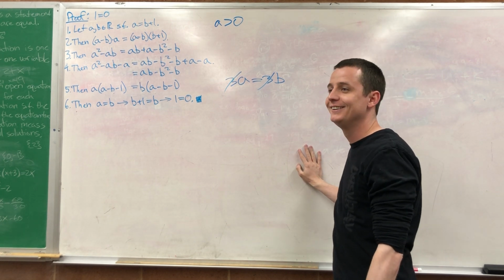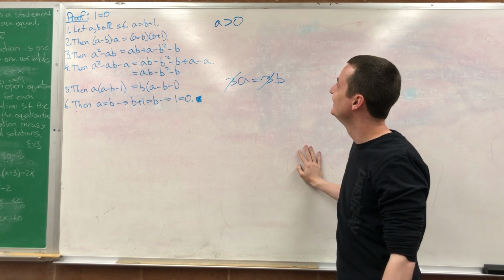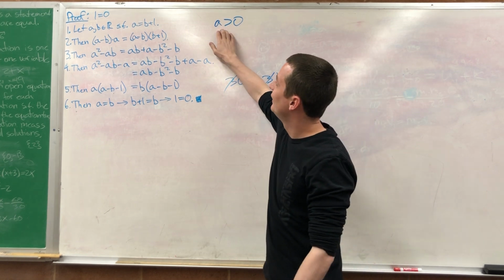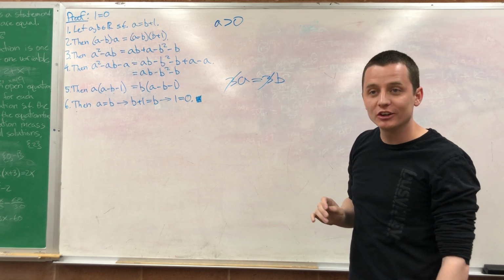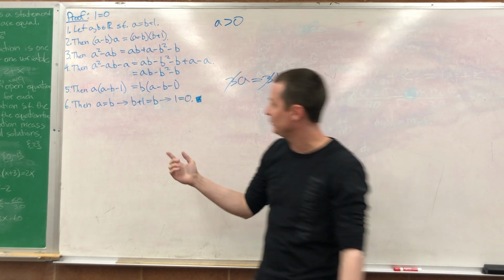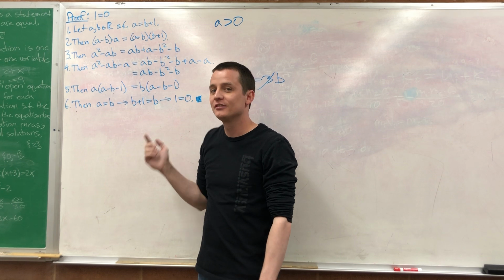Then 1 is equal to 0? No. You can find other numbers. A is 5, B is 4. Then what? Then you're still dividing by 0. Then I'm still dividing by 0? How do you know I'm dividing by 0? Because 5 minus 4 minus 1 is 0.